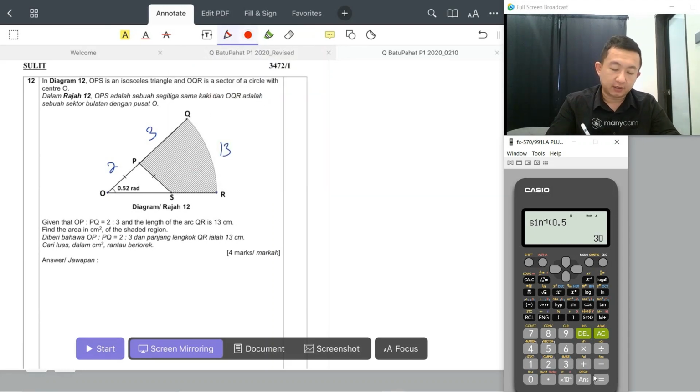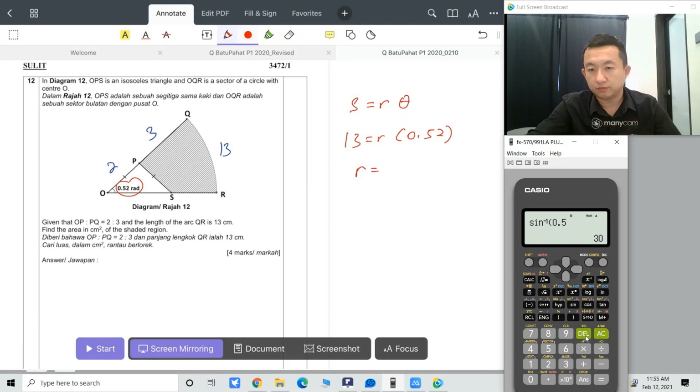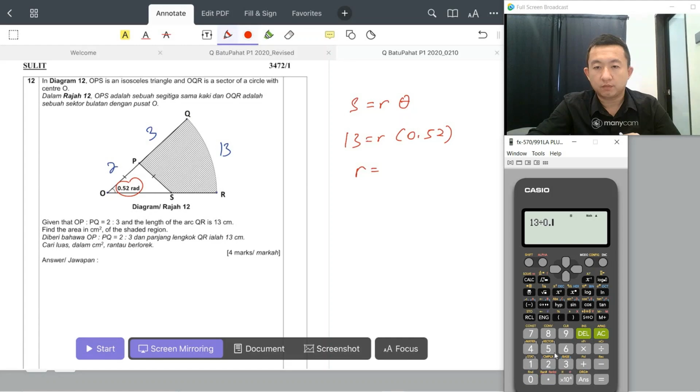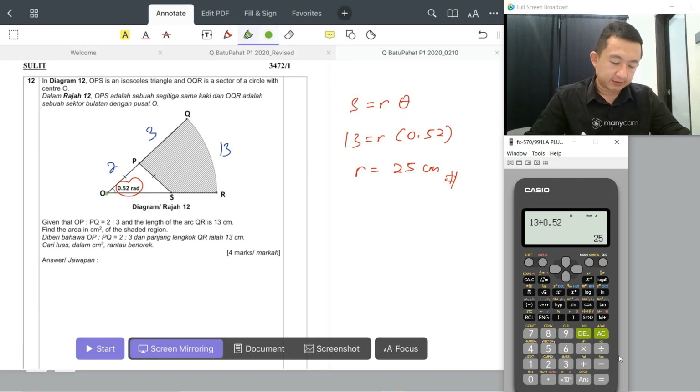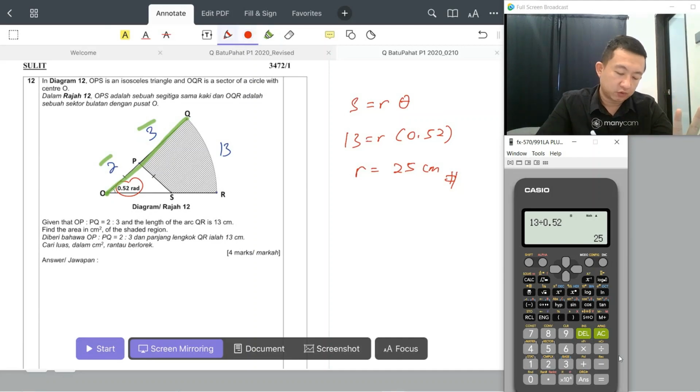The arc, you know, the arc is s, right? And the radius you don't know, but you know the angle in radians, 0.52. So you can use this formula. So 13 equals r bracket 0.52, and r equals 25. Beautiful. 25 cm for the radius. And where is the radius? The radius is here, right? O to Q is a radius. So OQ is radius, OR is also radius. OQ is 25 and you have ratio 2 and 3. So 5 parts. 25 divided by 5, 1 part is 5 cm, 2 parts 10 cm, 3 parts 15 cm.